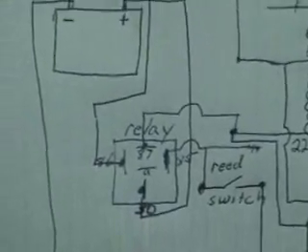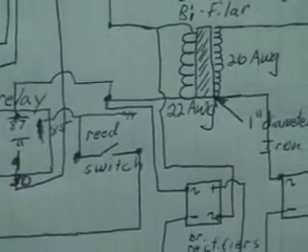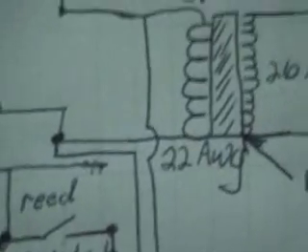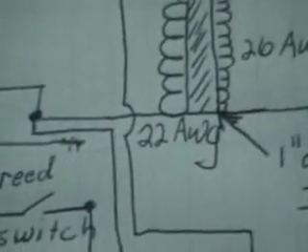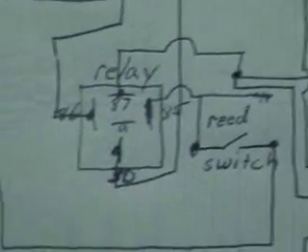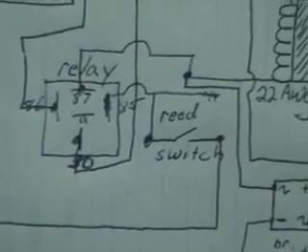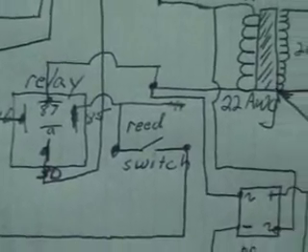Off of the 87 of the relay is to the other end of the coil, the bottom end of your bifilar coil. See, here's 87 on the relay. That goes to the bottom end of the coil. All right, number 85 goes to the other end of the reed switch right there. Okay, so we got that end set up.